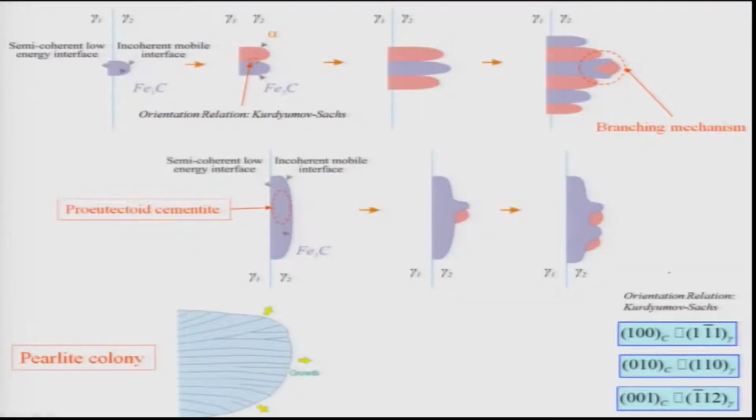Let us assume there are two grains of gamma, gamma 1 and gamma 2 here, and let us assume that Fe3C is the phase which starts nucleating on the grain boundaries. You can also assume that alpha nucleates at the grain boundaries. As you know, Fe3C has a large carbon concentration, 6.67 weight % carbon. On the other hand, alpha has a very low carbon concentration, about 0.02% at 727 degrees Celsius, and at room temperature it is almost 0. That is what is seen in the phase diagram.